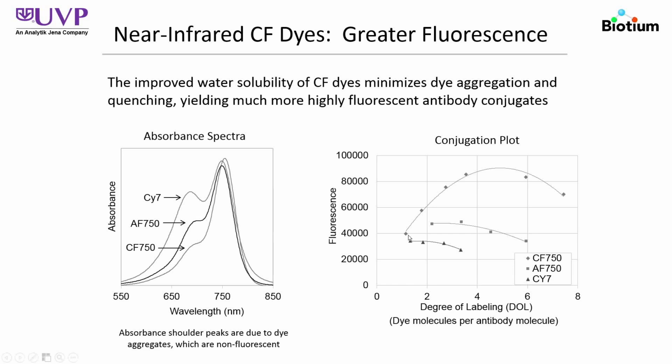What you typically see in a conjugation plot with any fluorescent dye is that when you add more fluorescent dye molecules to the antibody, you see an increase in the conjugate brightness. Then as the dyes get close together and start to quench each other's fluorescence, the fluorescence drops off as you add more dyes per antibody molecule. Because CF dyes have less aggregation and quenching, you can add more dye molecules per antibody and get a brighter antibody conjugate compared to these other dyes, the Alexa Fluor dye and the Cy dye, where adding more dye molecules per antibody really doesn't increase your fluorescence because of the quenching.